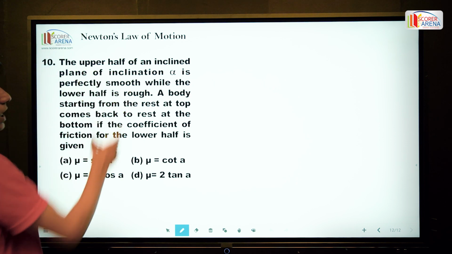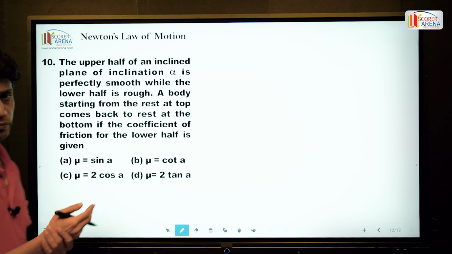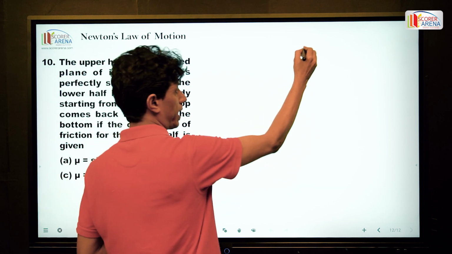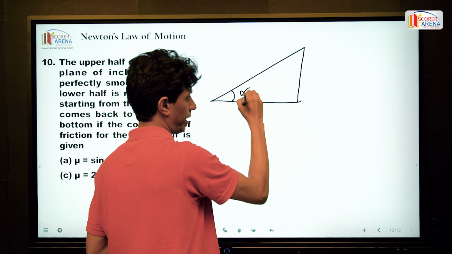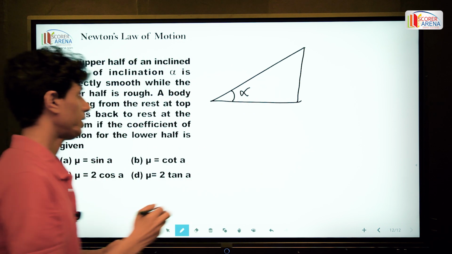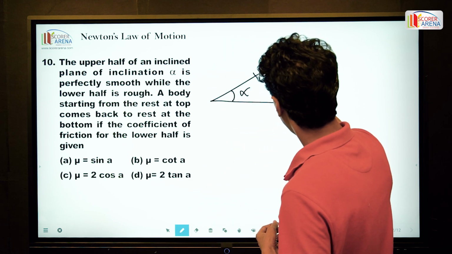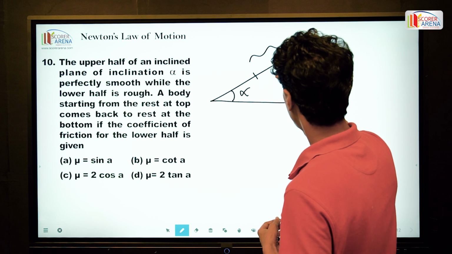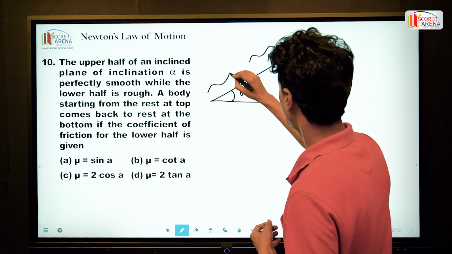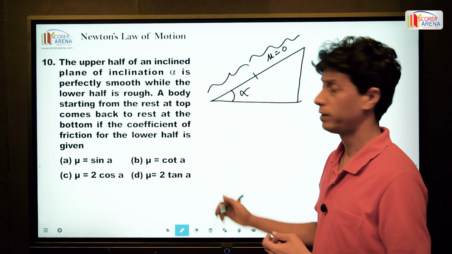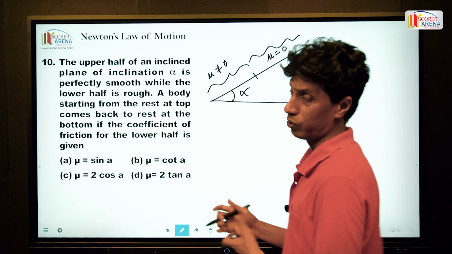On the board, the upper half of an inclined plane. The problem is again on an inclined plane, with an inclination of angle alpha with the horizontal. Half of this inclined plane is smooth, that is mu equal to 0, but the rest, the lower half of the inclined plane, is rough. So here mu is not equal to 0, and here mu is equal to 0.